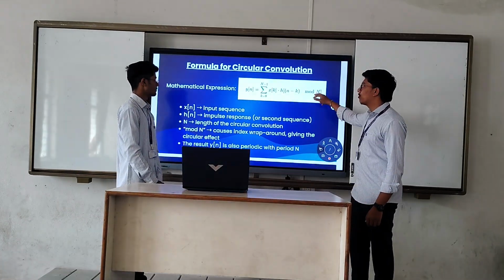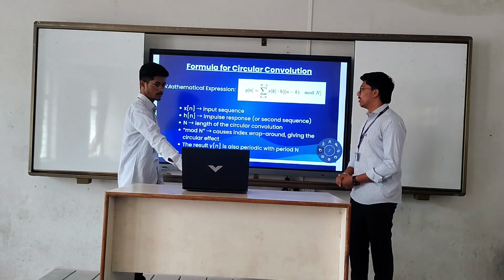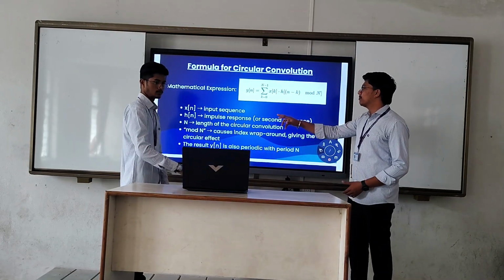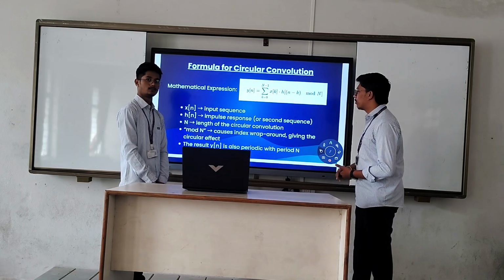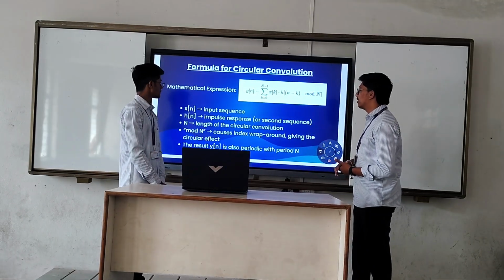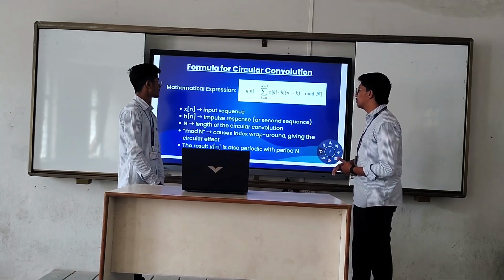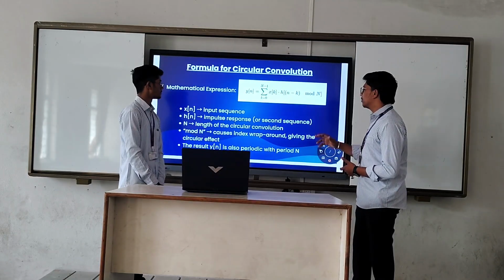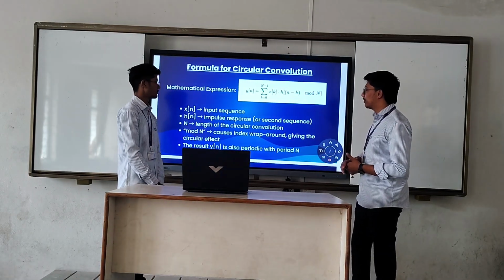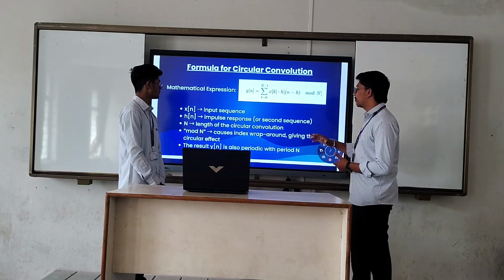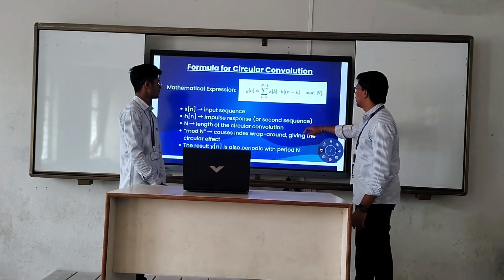So this is the formula for circular convolution. In the formula, x(n) means the input sequence, h(n) means the impulse response, and N equals the length of the circular convolution. The mod N causes the index to wrap around, giving the circular effect. The result y(n) is also periodic with period N.